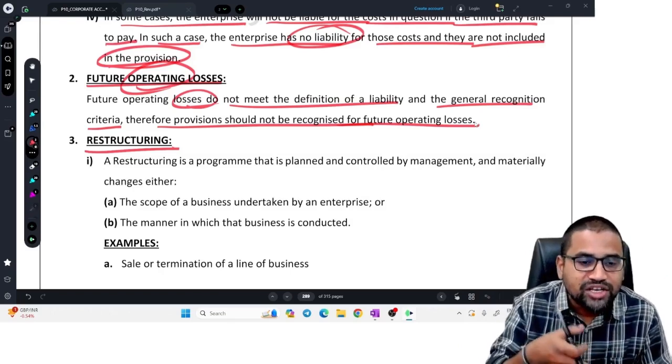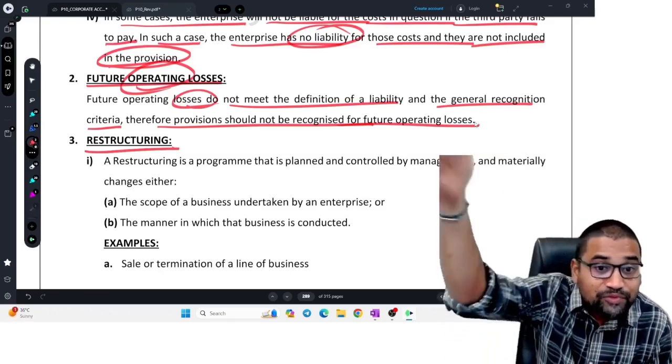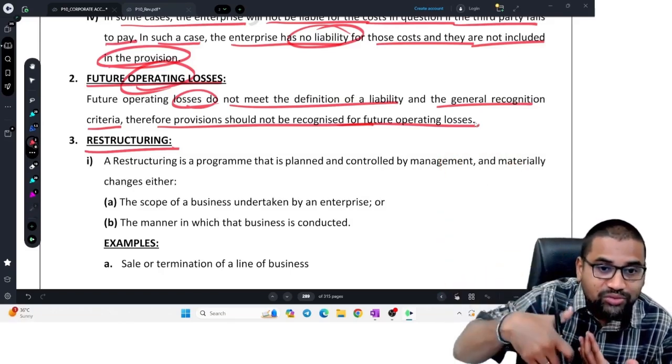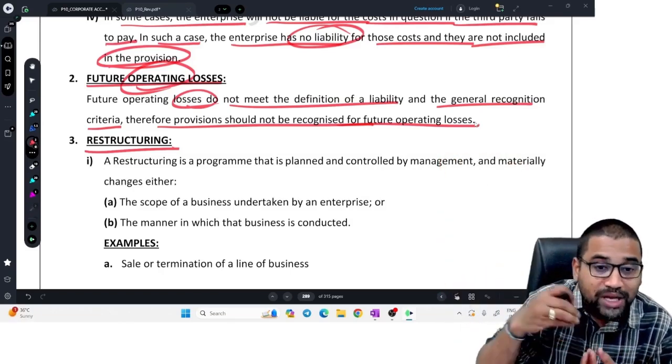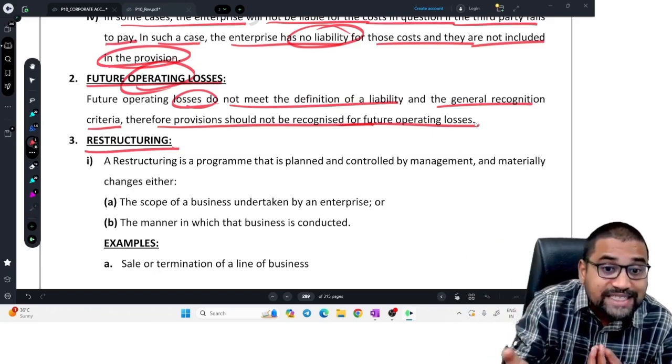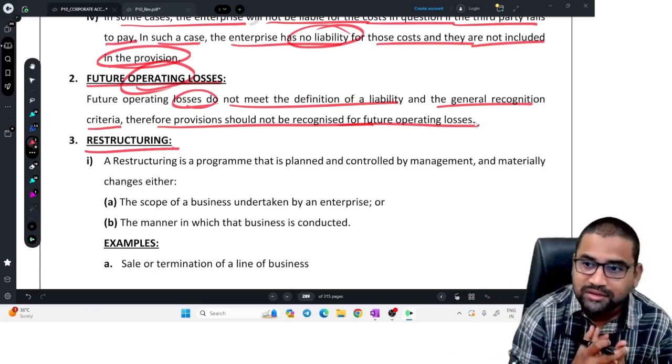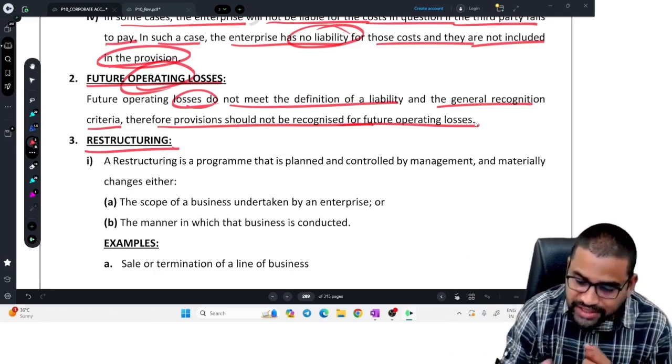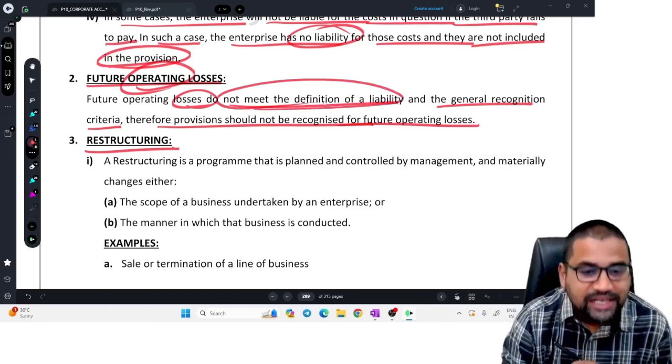But where is the obligation now? You are saying that there will be future losses, not now. So, in order to become a liability, there must be a present obligation. Based on the evidence available on the balance sheet date, the existence of the obligation is considered probable. So, it is not satisfying the definition of liability, na?